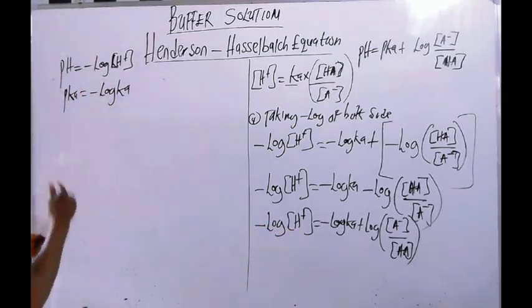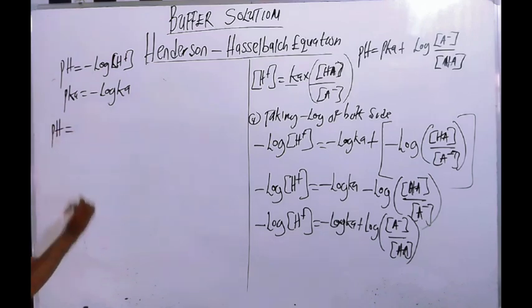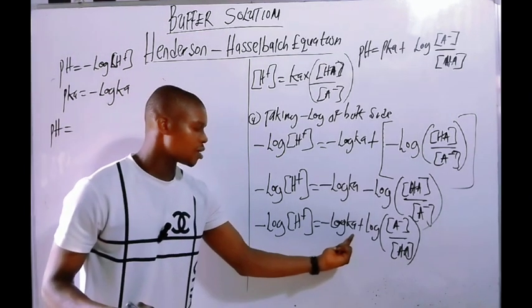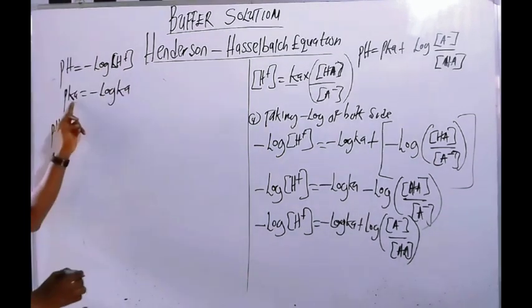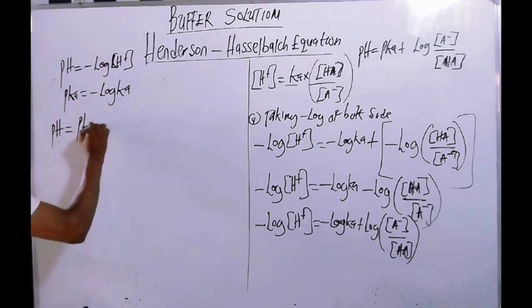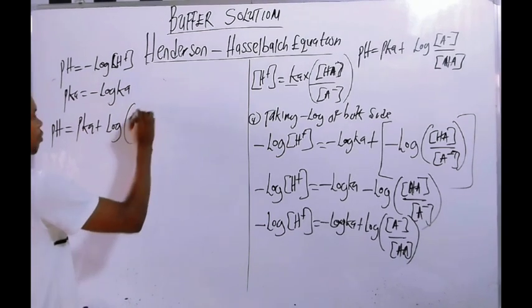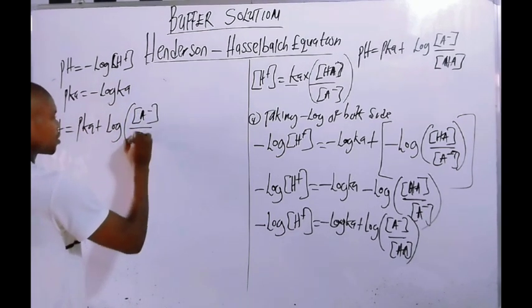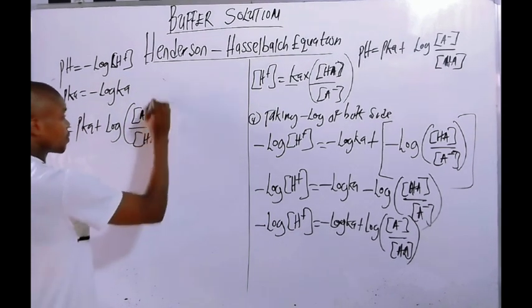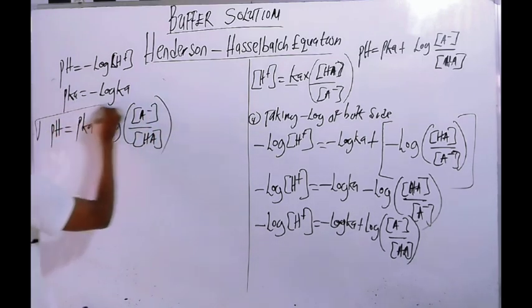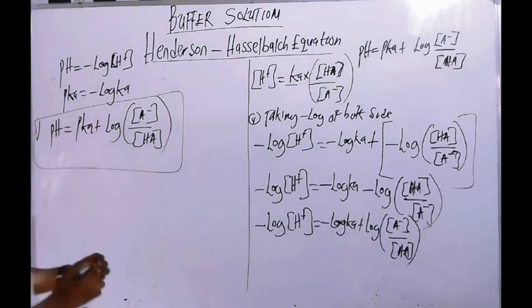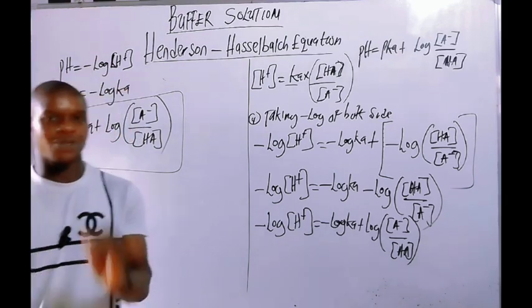With this understanding, where we have minus log H plus concentration, I put pH. So pH equals, now here I have minus log Ka, which is pKa, plus log of A minus over HA. This is what is called the Henderson-Hasselbalch equation. We have to derive it later.